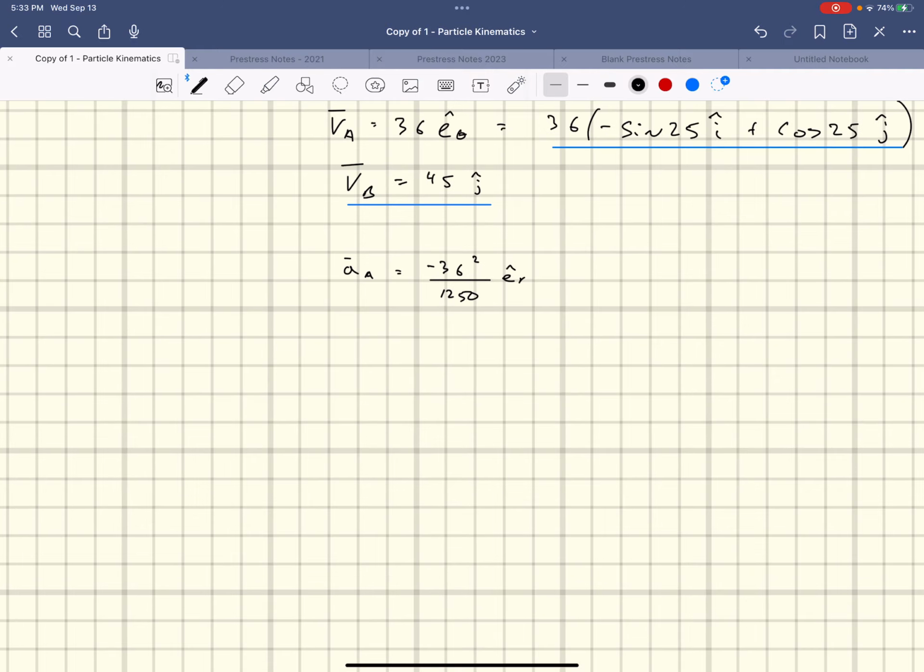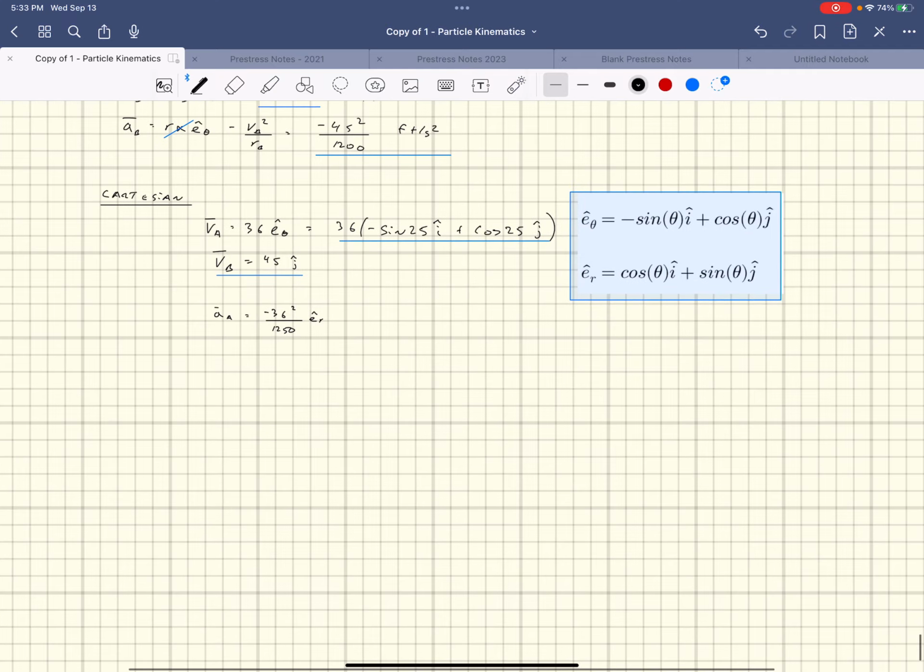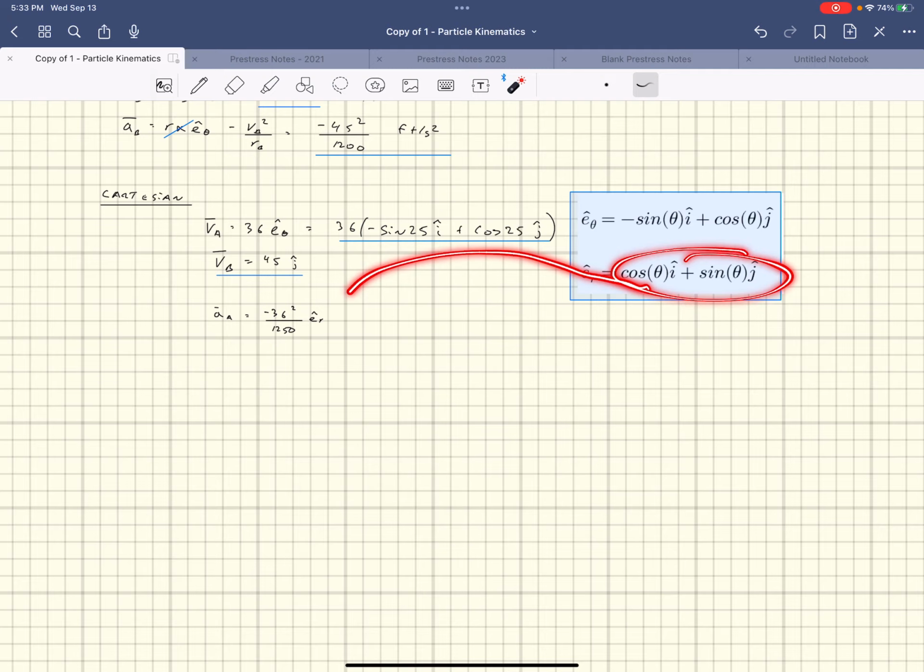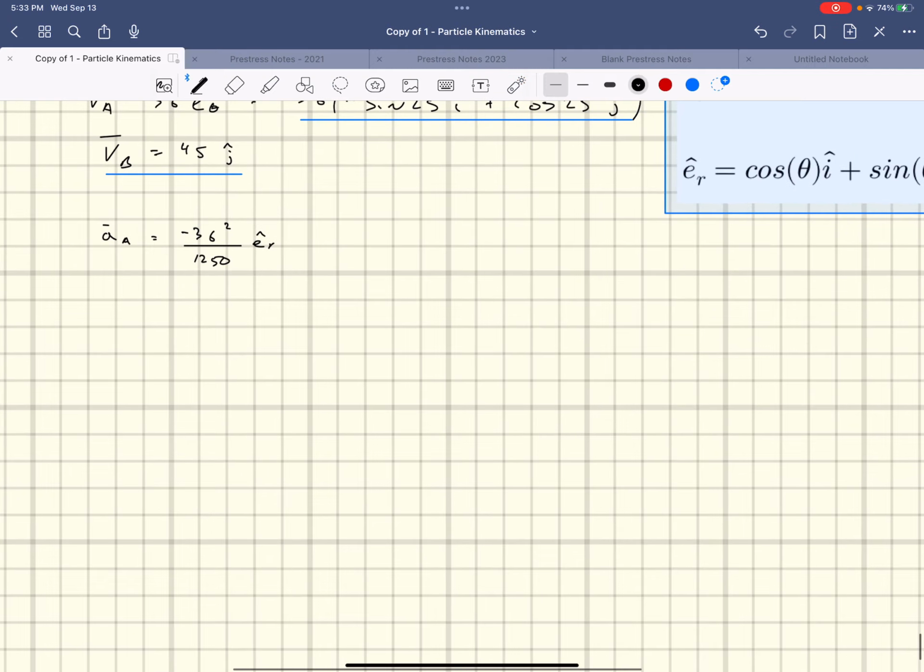Down here, we take this ER and put it right where that ER is. So this becomes negative 36 squared divided by 1250 times cosine 25 in the I plus sine 25 in the J direction. Okay, so that is what AA is.